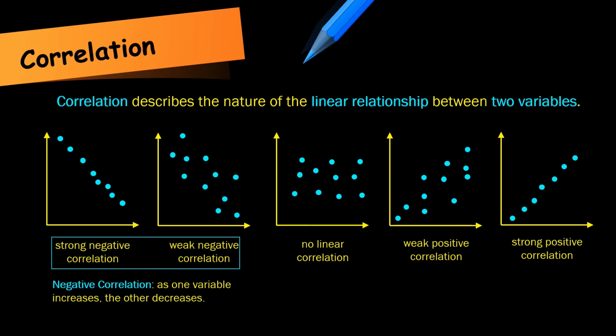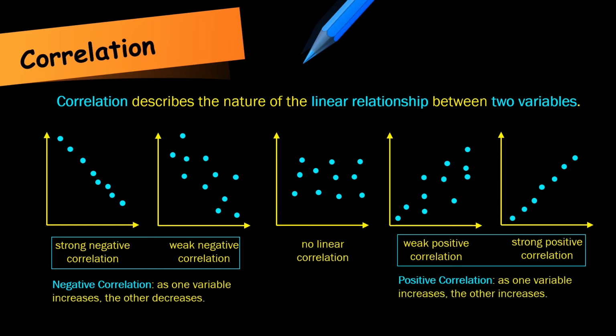So here we have highlighted negative correlation. As one variable increases, the other decreases. And here we have positive correlation. As one variable increases, the other increases also.